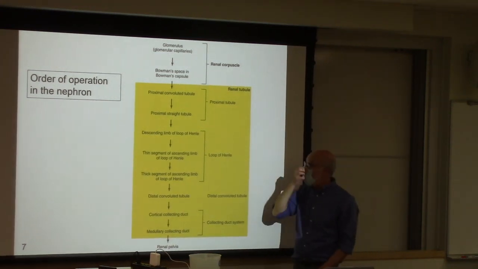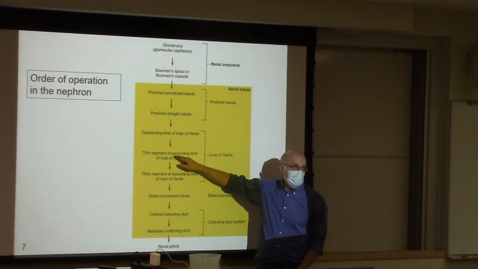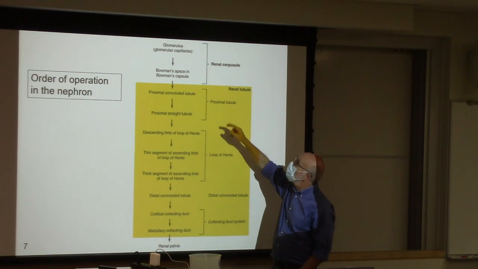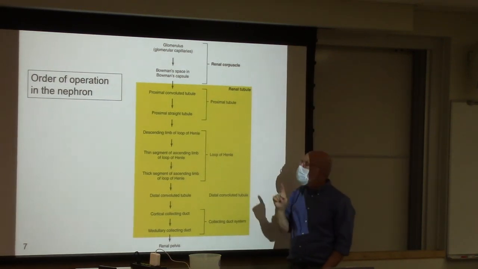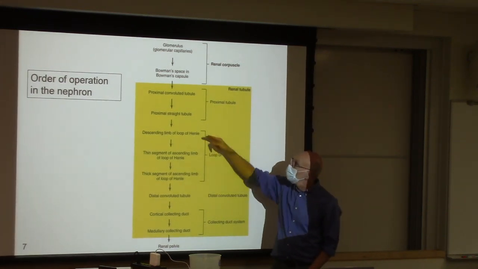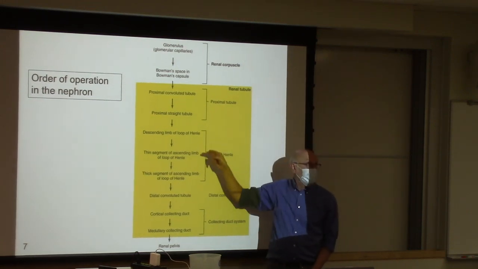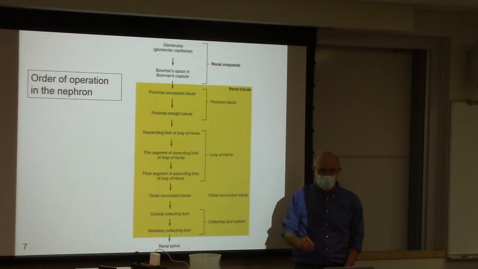Again, I am not going to differentiate between thick and thin, and I am not going to differentiate between convoluted and straight, but I am going to differentiate between descending and ascending loop of Henle. This is an important physiological difference. The other ones I'm going to gloss over.